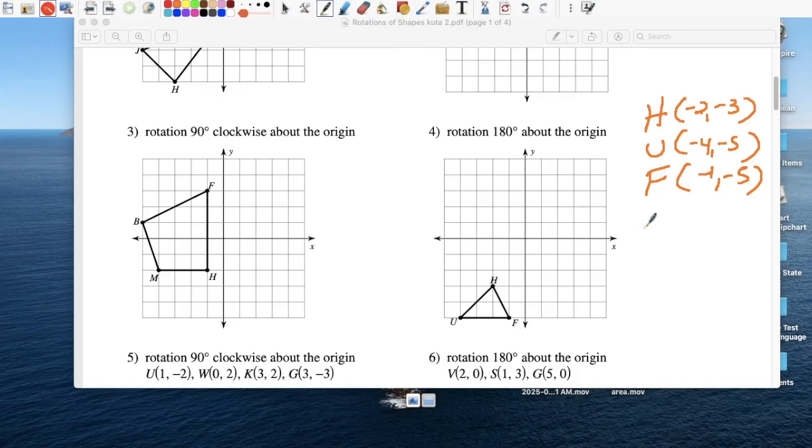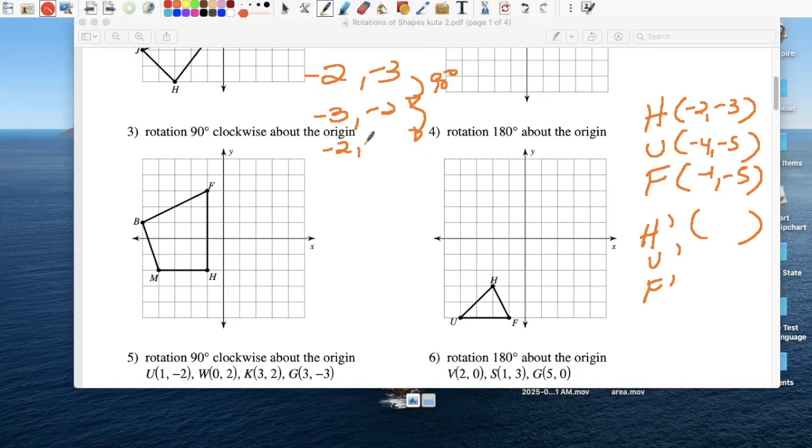So let's rotate this. H prime, U prime, and F prime. Now if they're traveling 180 degrees, the -2, -3 is going to become -3, -2, right? Because you switch once for 90 degrees. And you've got to switch again because another 90 degrees, because rotating 180. So all these numbers switch twice, they end up being the same exact number. So I'm going to just remove the sign. So -2, -3 is going to become 2, 3. -4, -5 is just 4, 5. And -1, -5 becomes 1, 5.